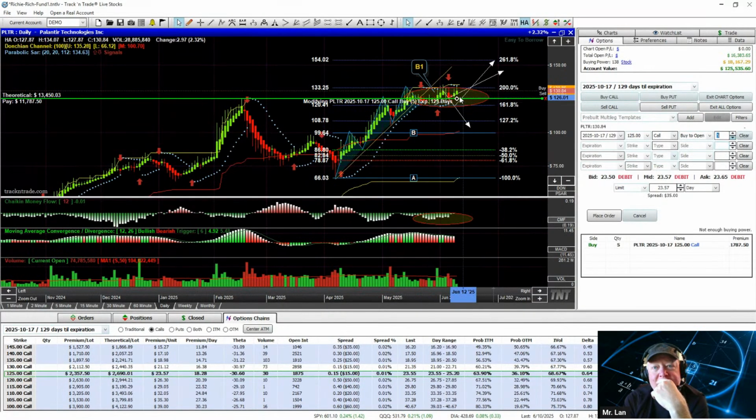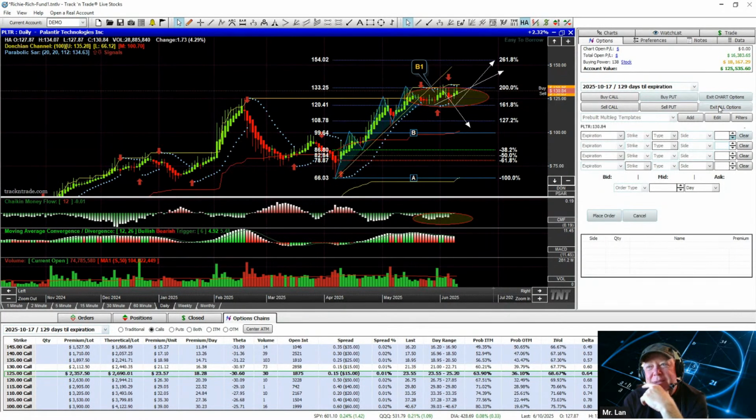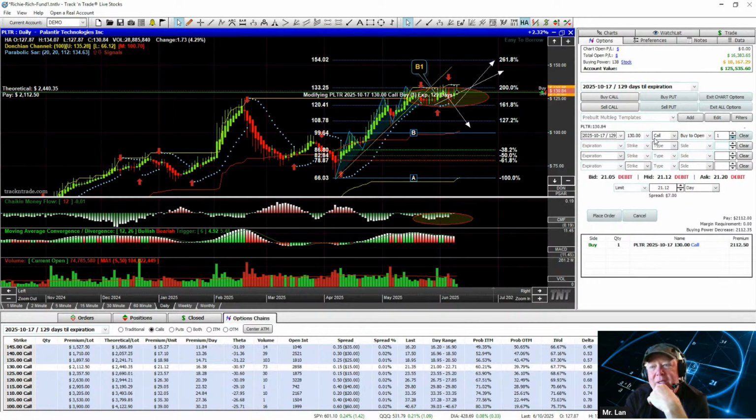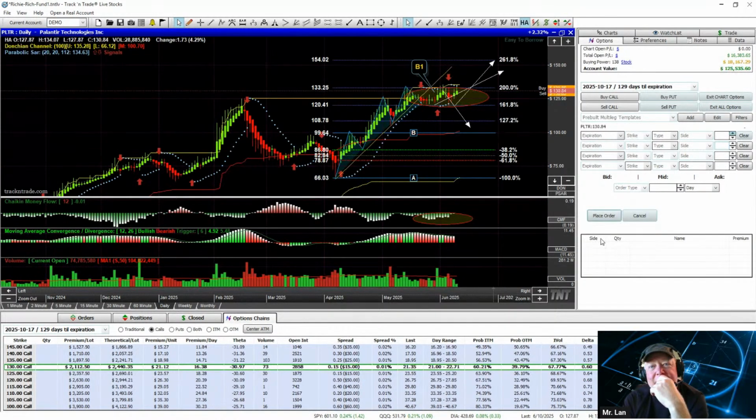What if it flushes, Lan? What if it comes way down here? Well, then we'll wish we hadn't done this. All right. Oh, you do not have enough buying power to buy 5 of them. I thought I did. Buying power is only 18,000. How much buying power do I have? I thought that I had plenty of buying power. Let's just see if it'll let me have 3 of them. Probably because I closed everything out and got all my profits today.